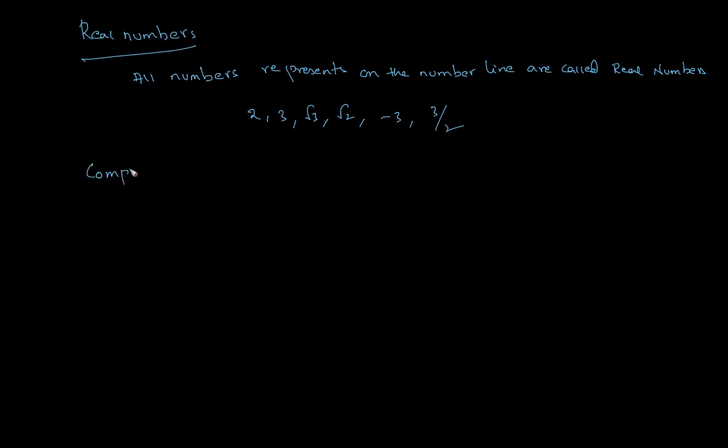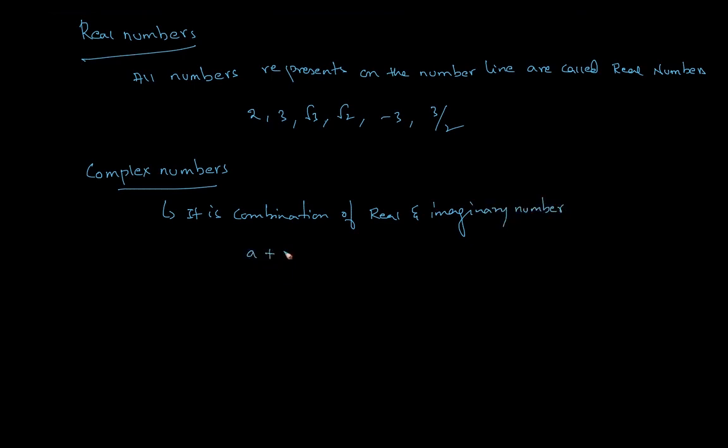Next, complex number, right? What is the complex number? At the time of discussion of number chart, what we have discussed, it is the combination of real numbers and imaginary number, right? It can be expressed in the terms a plus ib, where a and b are real numbers and i is an imaginary number, right? What we have discussed, i is an imaginary number, so i square equal to minus 1, that is i equal to root of minus 1, right?